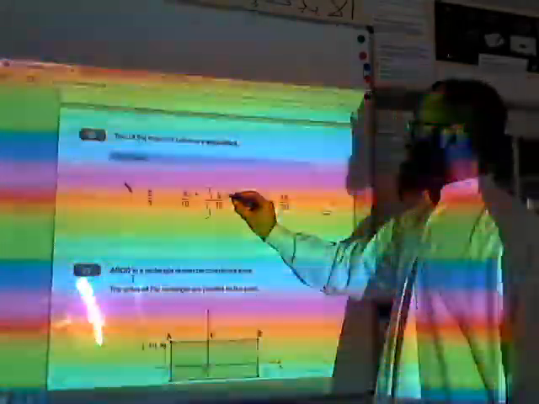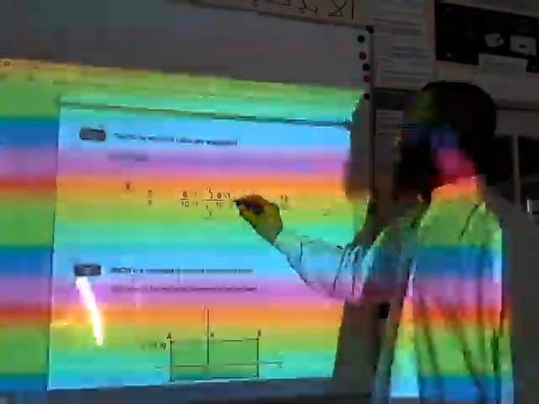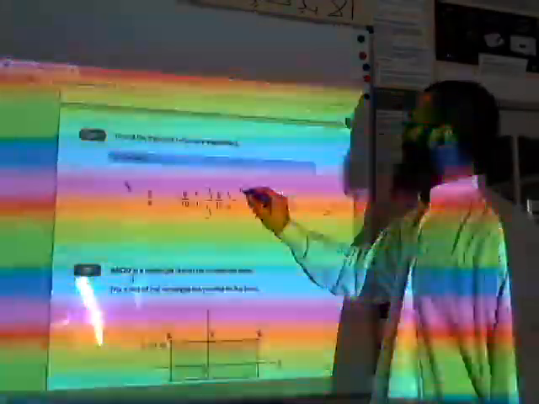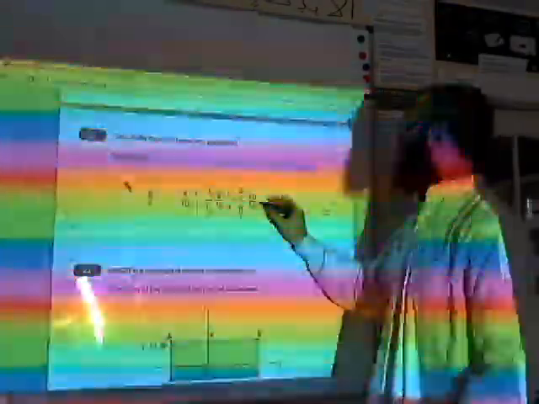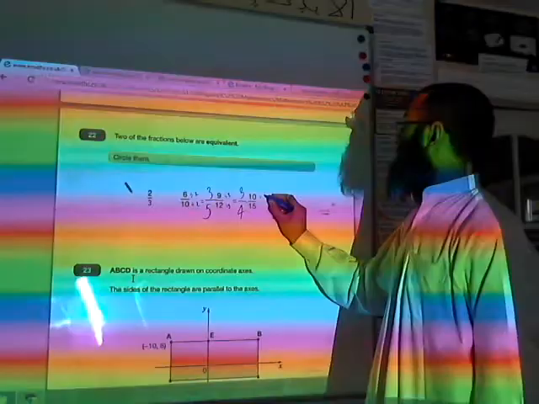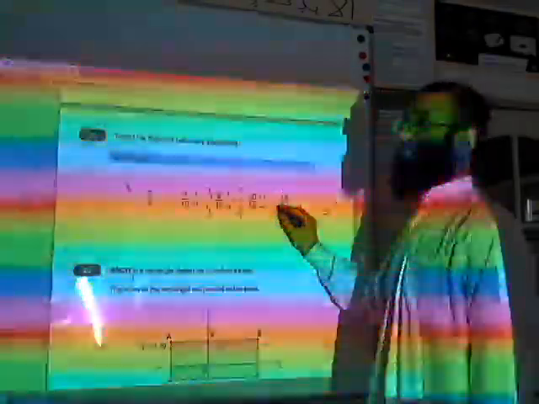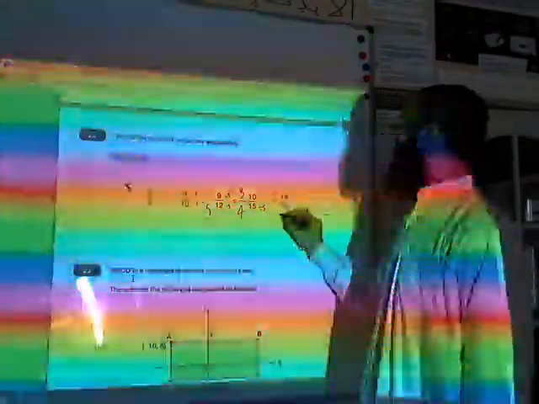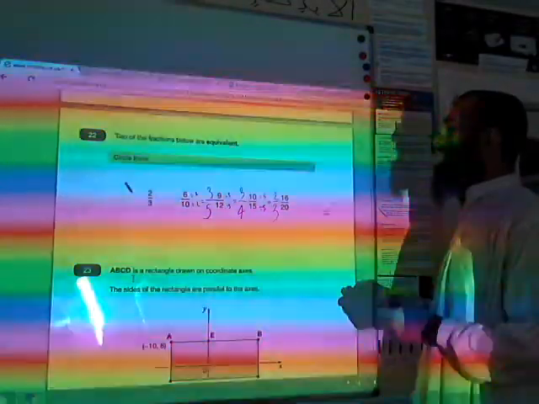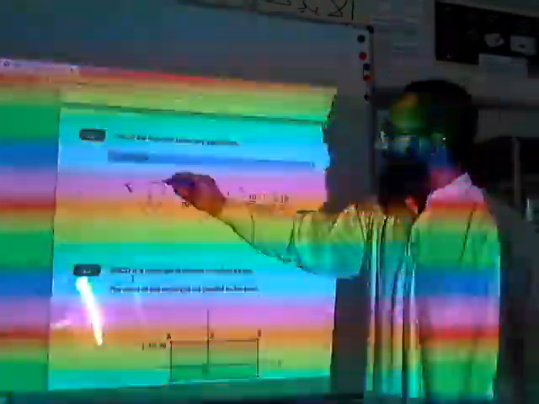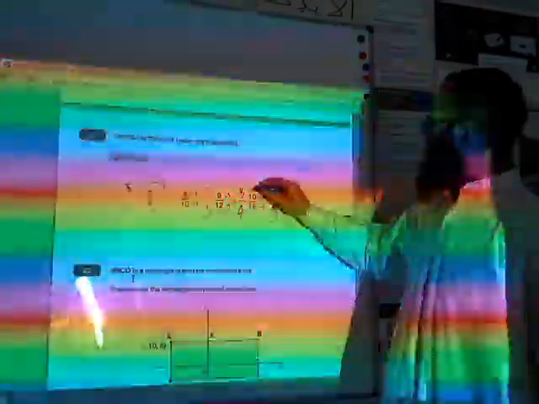9 and 12, what do they both divide by? 3. Which gives you 3/4. Okay, 10 and 15, what do they both divide by? 5. 10 divided by 5 is 2, and 15 divided by 5 is 3. Okay, have you found any equivalent fractions? Yes, this one, 3/5, is equivalent to 10/15. Don't need to do any more.